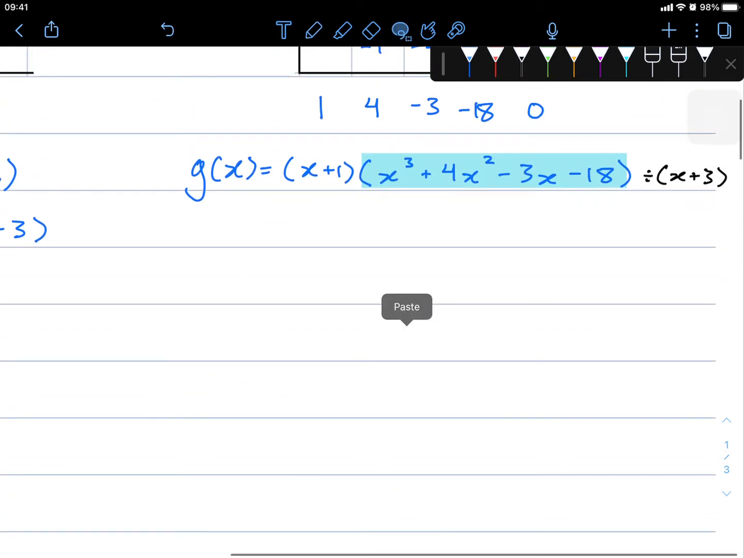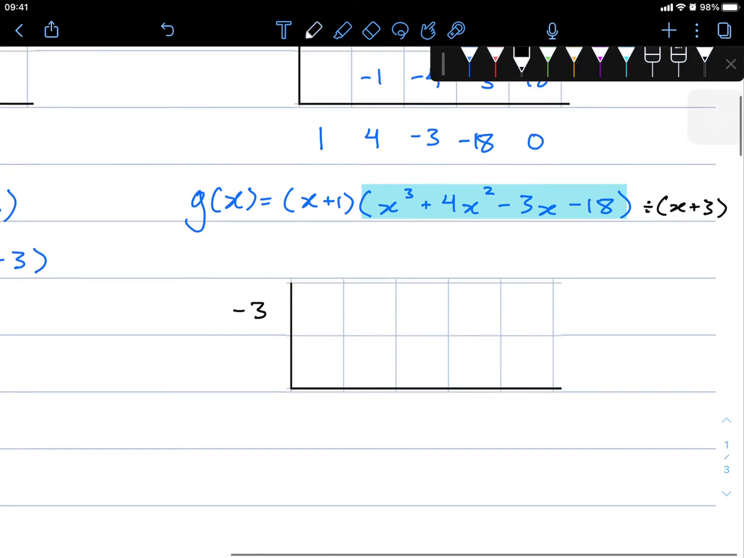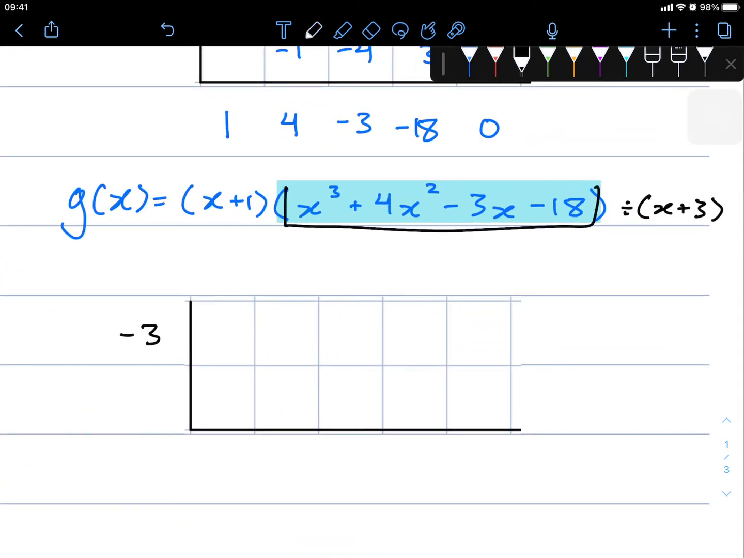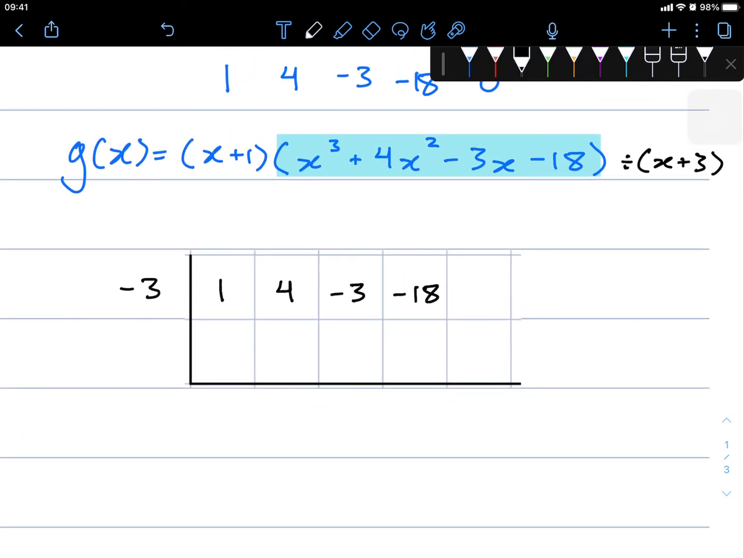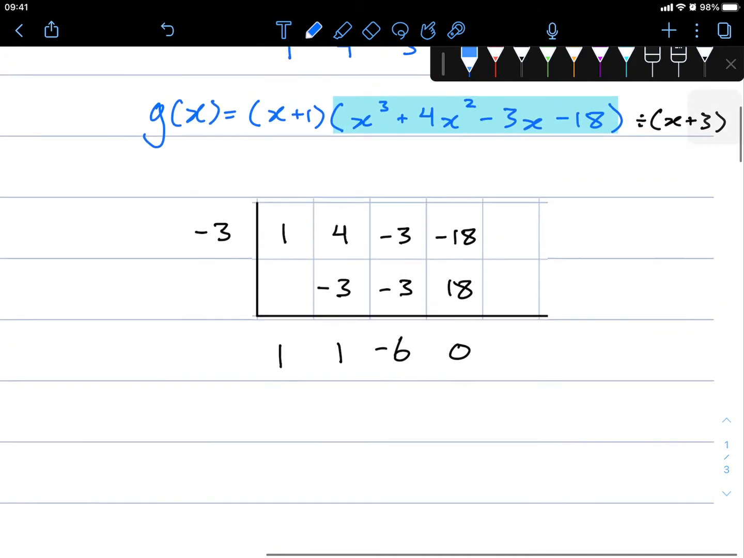We're going to be doing another long division with the number negative 3 and the coefficients of just this quotient. So 1, 4, negative 3, negative 18. Ignoring the first, multiplying, adding, that will give me 1, multiplying, that will give me negative 3, adding, will be negative 6, multiplying these two will give me positive 18, and adding these two will give me 0.